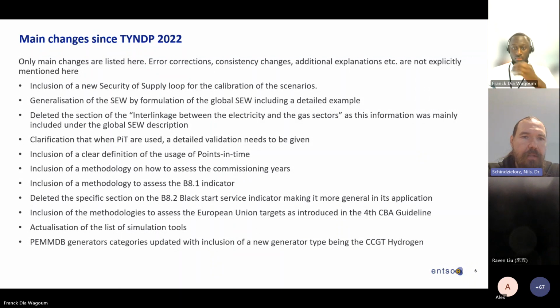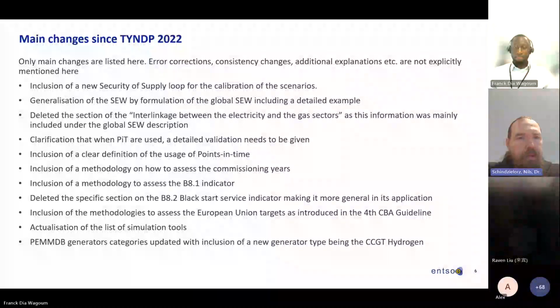As you will see below, there is some change in the indicator itself, but we have also added a security of supply loop beforehand of the CBA phase, which was part already of the scenario building. This is also described in this implementation guideline, because that was basically the first step of the B6 indicator, but in this TYNDP it is no longer necessary because it has been included already in the scenario building. This security of supply loop is simply to make sure that the scenarios have a realistic level of adequacy in terms of loss of load expectations. So this loop is already included, and we have added this to the implementation guideline, which is a change from the TYNDP 22.